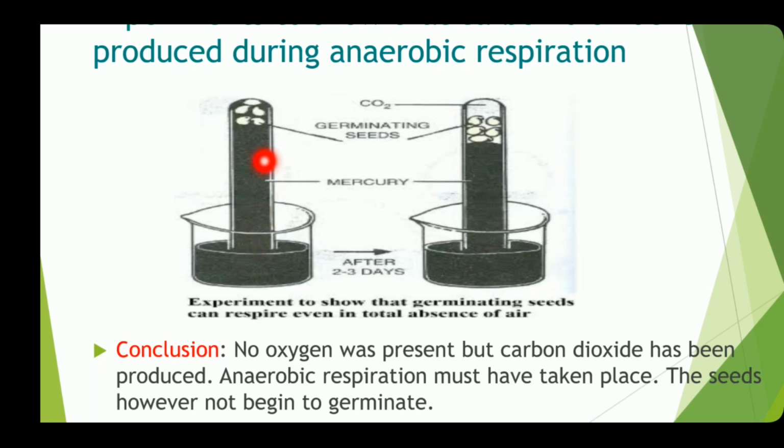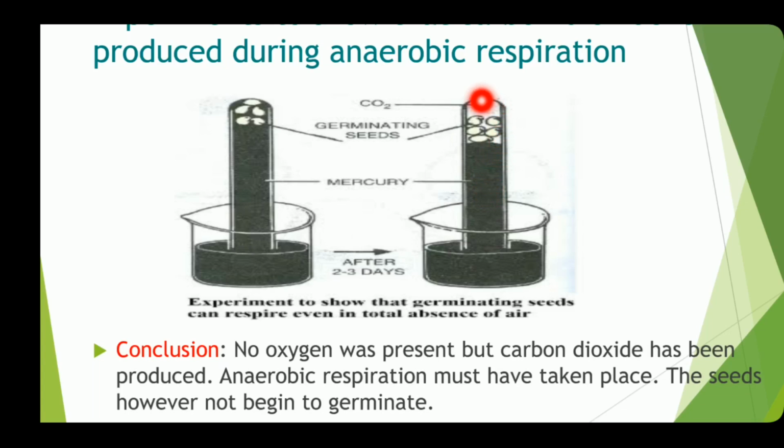After that we have to take three or four germinating seeds and keep them in the test tube, and then invert it so that the seeds float and go to the bottom side. It is surrounded by mercury, and in the trough also the mercury is there. Keep the setup for two to three days. When you come again and see the changes, you will find that the level of mercury drops.